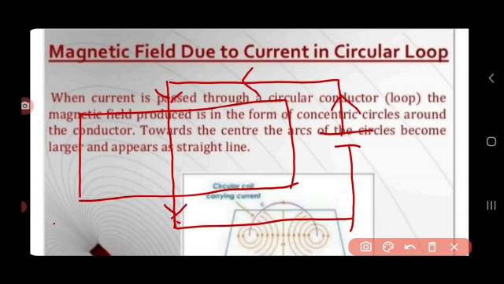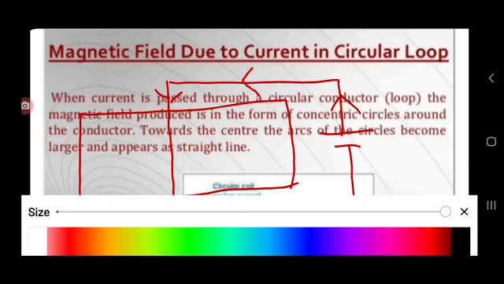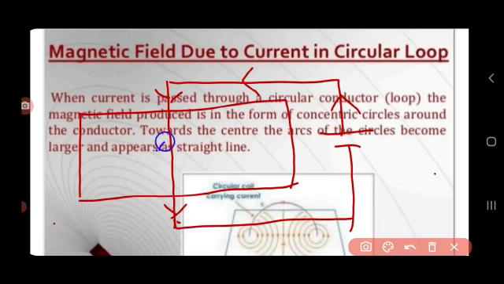Now, the direction of magnetic field can be determined by right hand thumb rule or right hand grip rule. And this rule states that if a current carrying wire is held in our right hand in such a way that thumb indicates the direction of current, then the fingers encircling the wire give the direction of the magnetic field or magnetic lines of force.